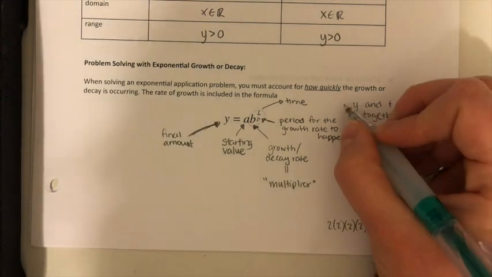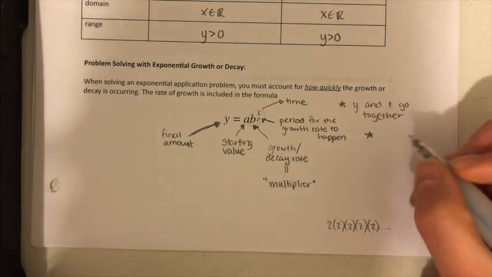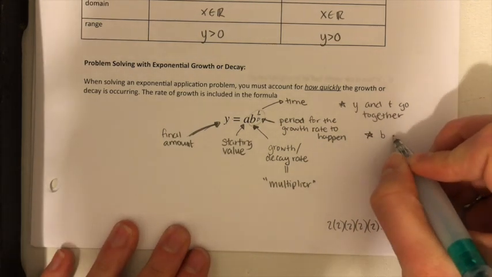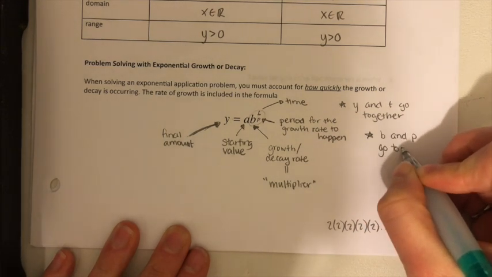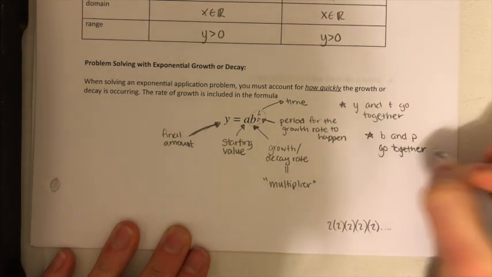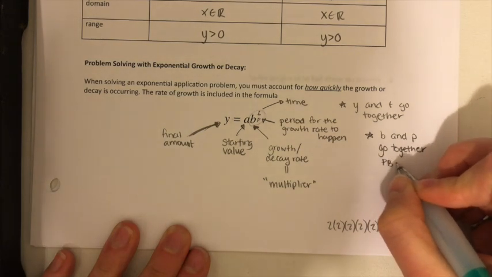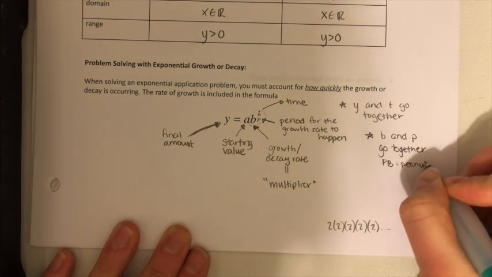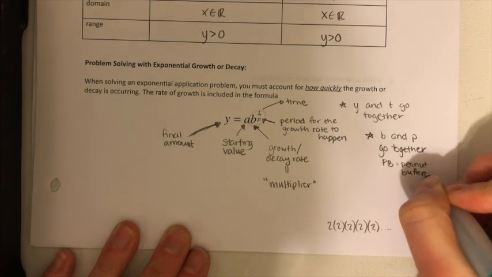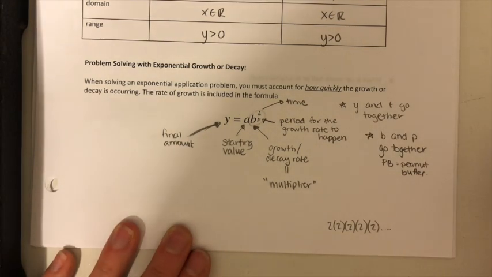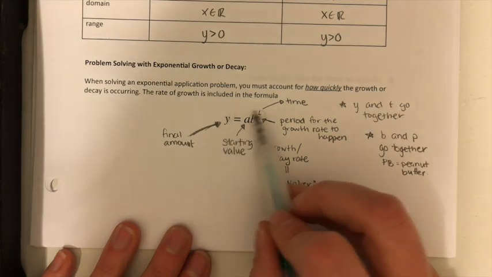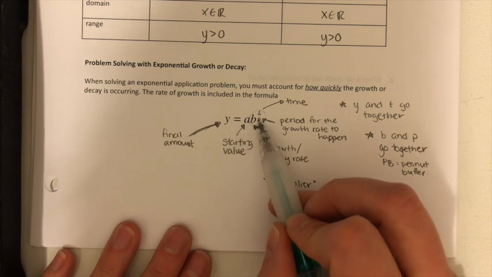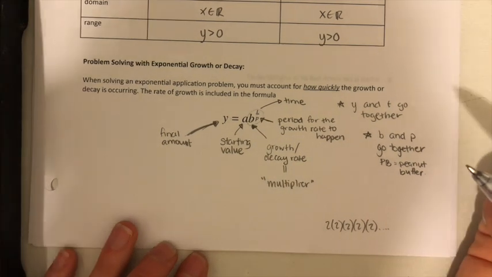So just like y and t go together, the other thing that we need to know is that b and p go together. And I remember this by PB is peanut butter. And that's delicious, right? They go together, kind of like peanut butter and jam. There's no jam, but there's peanut butter and they go together, okay? So y and t go together, right? The y corresponds to the time t, and then b and p go together.